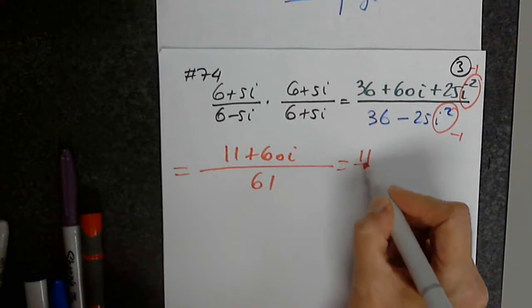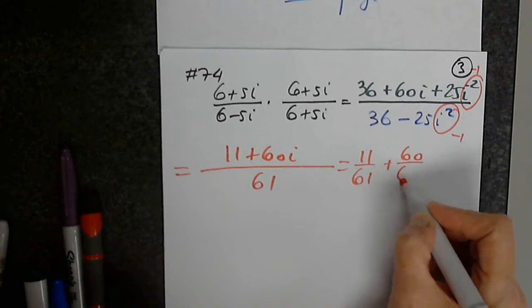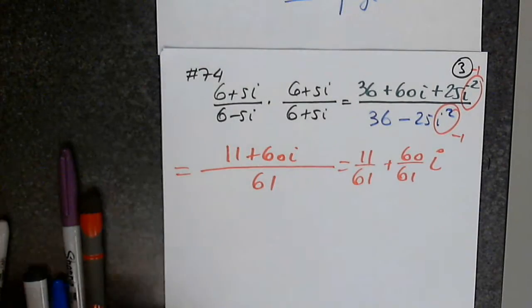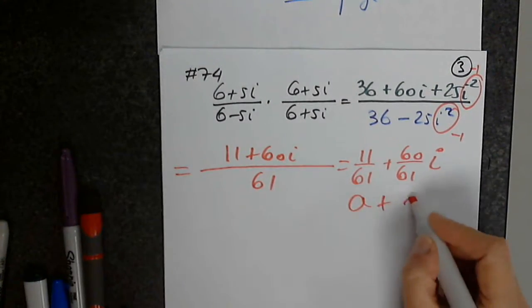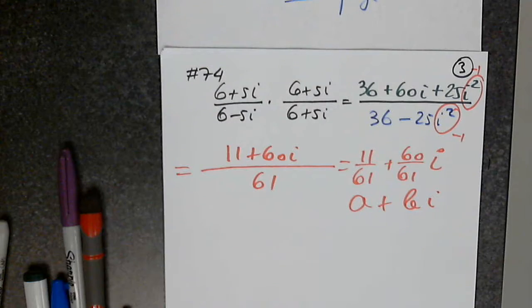You cannot simplify, you can only write this, which shows that you know how to write a complex number in the form of a plus bi.